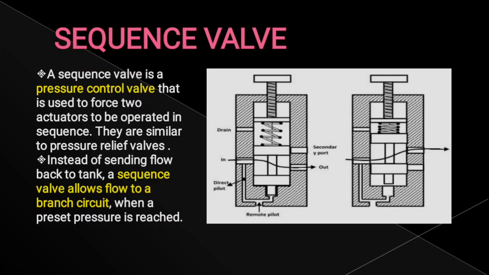What is the purpose of a sequencing valve? A sequencing valve is a pressure control valve that is used to force two actuators to be operated in sequence. If you have two piston cylinders, for example, one cylinder holds the workpiece and the other cylinder bends that workpiece. With a two cylinder operation, it can be sequenced: first the holding operation, then the bending operation. Both operations can be achieved by a sequencing valve.